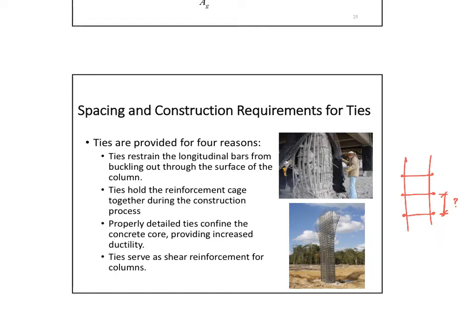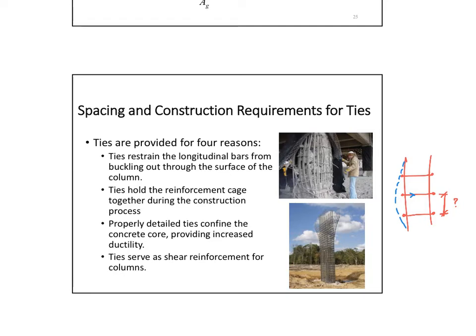Now, to know what ties are doing, they're mainly for 4 reasons. First, to restrain the longitudinal bar from buckling out. I don't want the bar to buckle out, so I pull it down with those ties. Second, they hold the reinforcement cage together during construction, which makes life easier. You will just finish all your cage as one set of reinforcement and transfer it to your column.